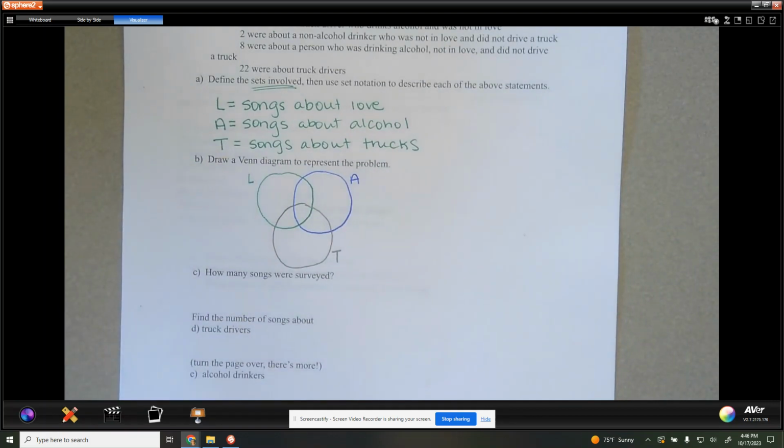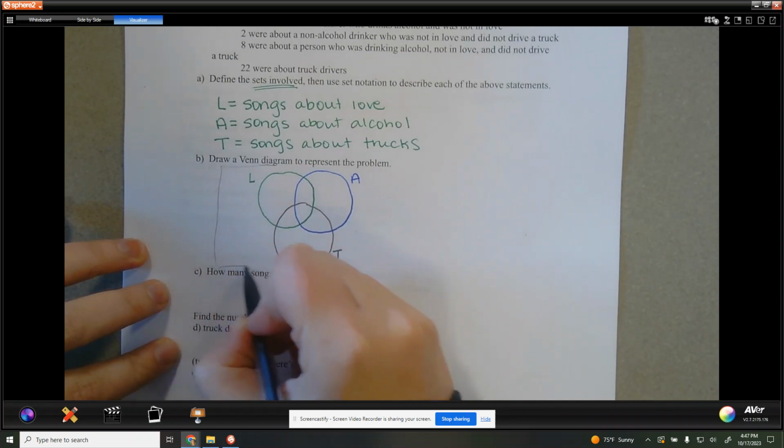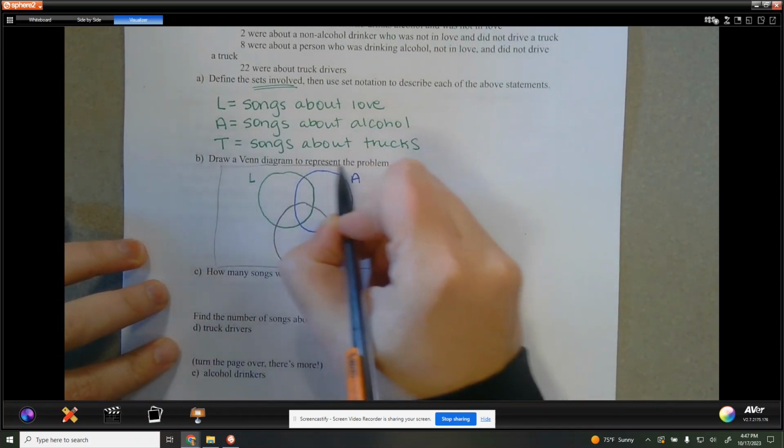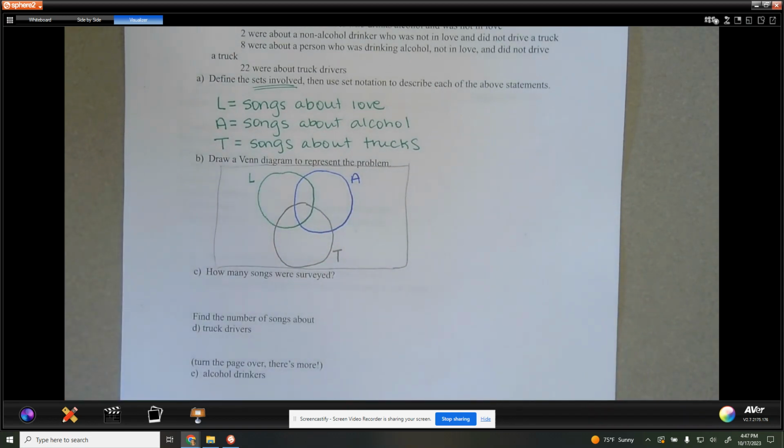All right. And then, of course, we have the universe too. So this is like a space. All of the songs that we have in our problem are going to go in this box. And the reason we have that is because there are a couple songs that are about none of these 3 things. So that was talked about.